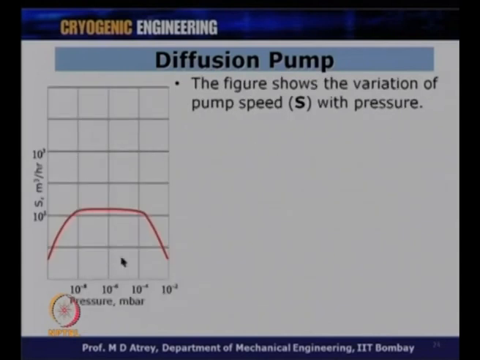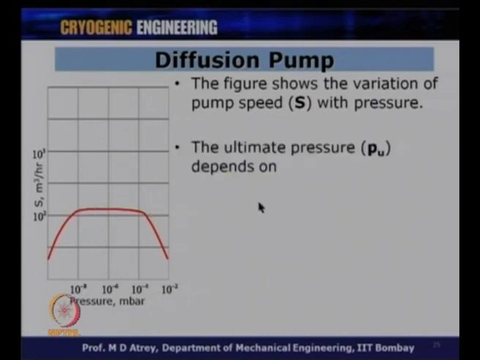Now, this is the characteristic of a diffusion pump: it works between 10^-2 to almost 10^-6, 10^-8 millibar region, and the speed remains constant. The figure shows the variation of pump speed with pressure. You can see 100 meter cube per hour or 150 meter cube per hour, that kind of speeds a diffusion pump will have, and you can go up to 10^-8, 10^-7 kind of pressures, which we have been talking about.